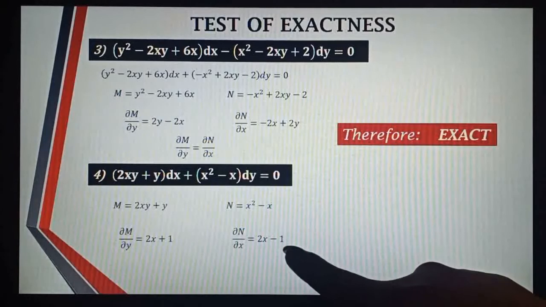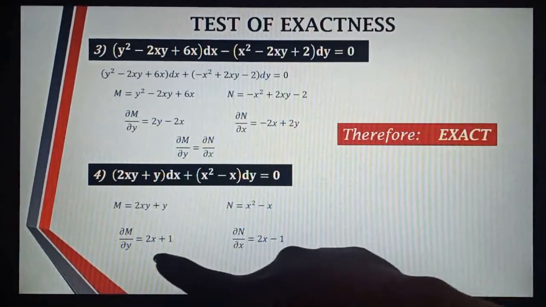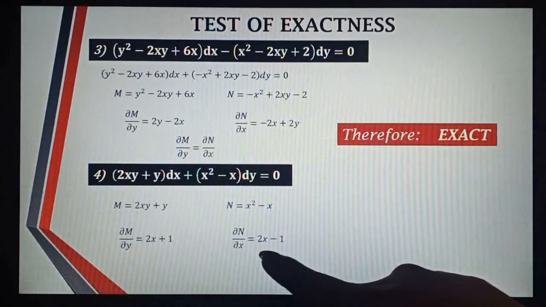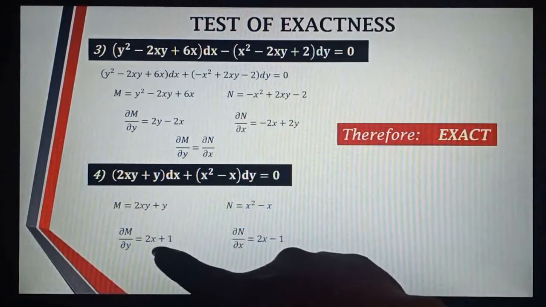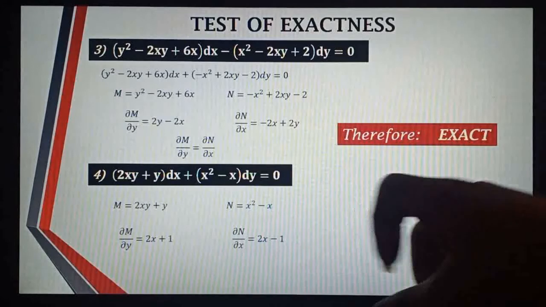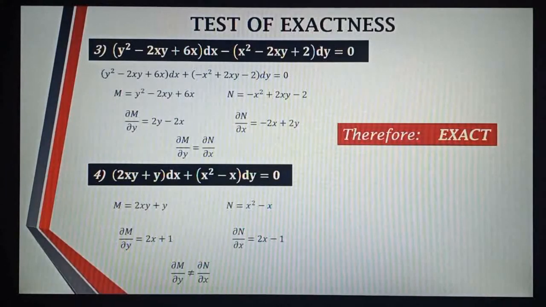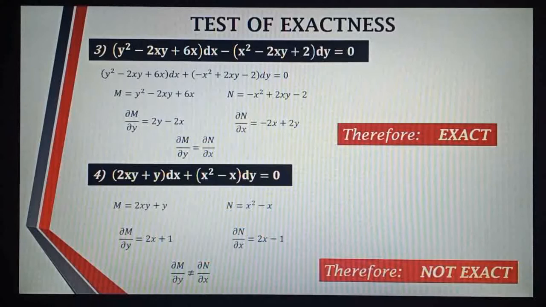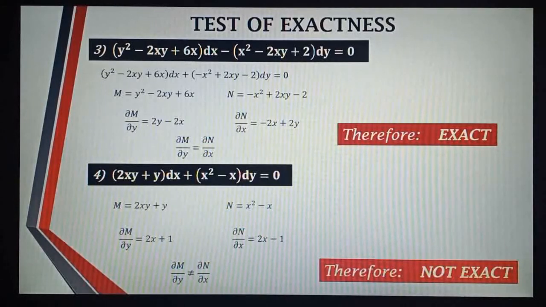So you will notice that both terms have 2x. Kaya lang, yung constant natin, kay m you have positive 1. Then kay n you have negative 1. So, they are not equal. So, hindi mo pwedeng gamitin yung exact equation dito sa given na to. Kasi nga, hindi siya exact. Kasi hindi niya na-satisfy yung test of exactness.